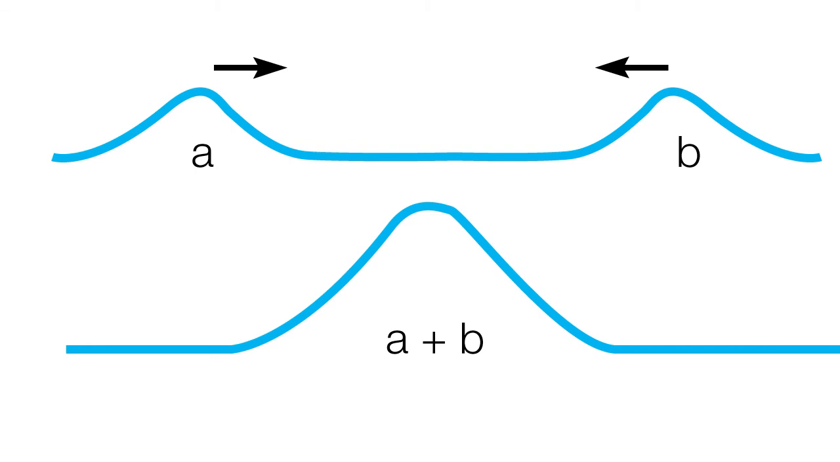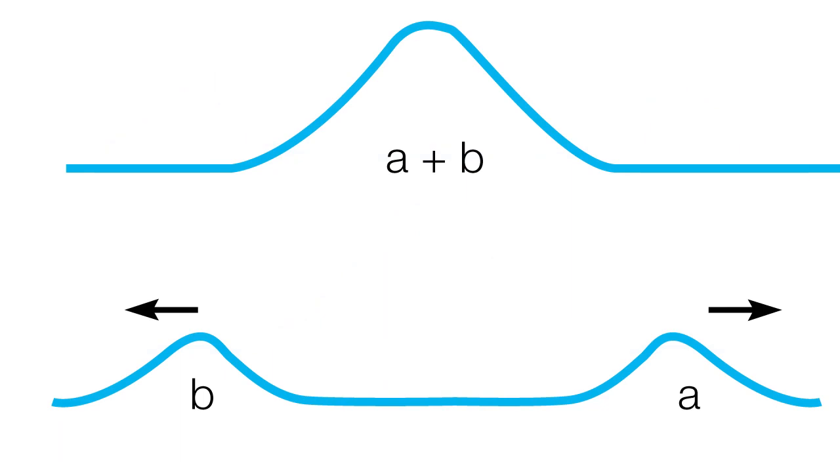Are they dead? No. They just keep going on their merry way. B just keeps rotating off to the left, and A just keeps zipping, zapping over to the right. And that's because it's not water that's moving, it's energy and momentum. And they go right through each other.